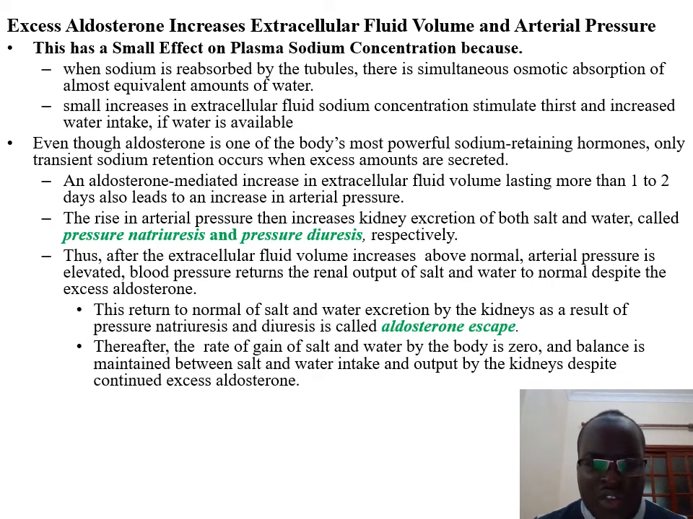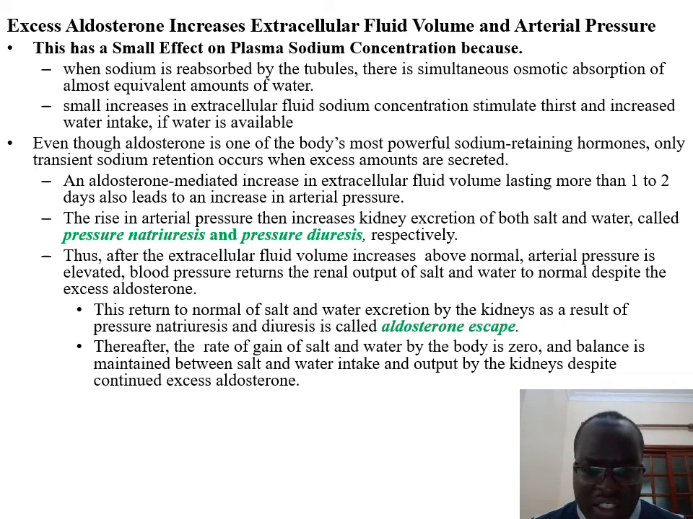Even though aldosterone is one of the body's most powerful sodium retaining hormones, only transient sodium retention occurs when excess amounts are secreted, for the reasons that are mentioned above. An aldosterone mediated increase in extracellular fluid volume lasting for more than 1 to 2 days also leads to an increase in arterial pressure. So the arterial pressure is also going to increase. The increase in sodium retention in the body will also increase arterial pressure.